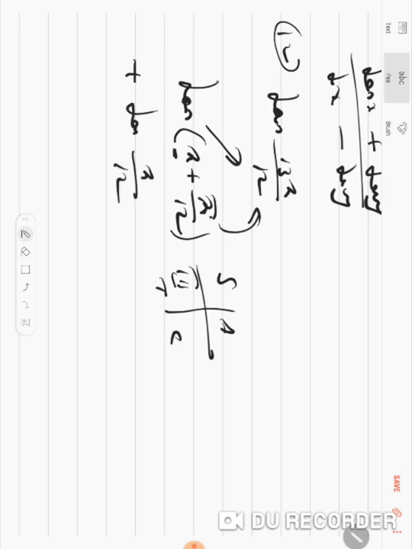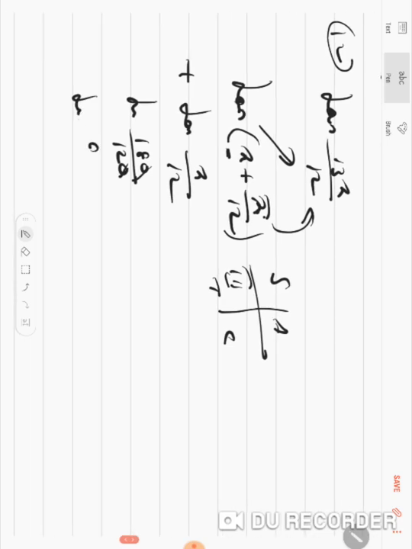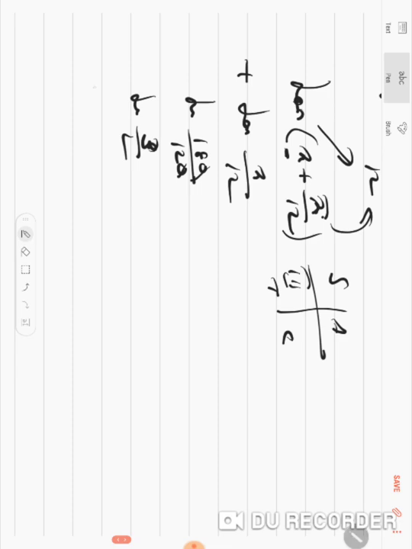Correct? But what is tan pi by 12? Tan 180 by 12, which is tan 15. You don't know what is tan 15, therefore you don't know what is tan pi by 12, right? 180 by 12 is 15. So you do not know what is tan 15, right? So therefore you have to have a different approach to this sum.